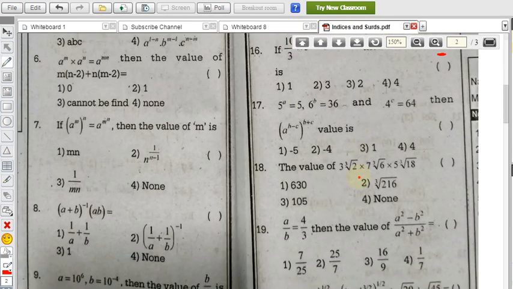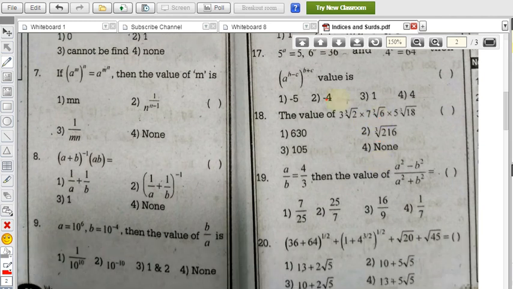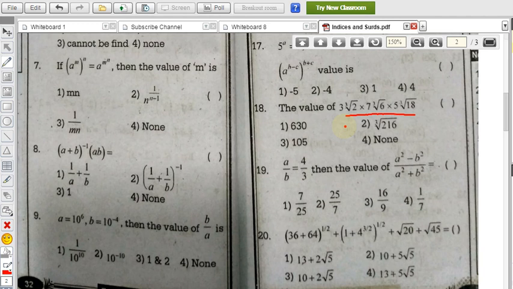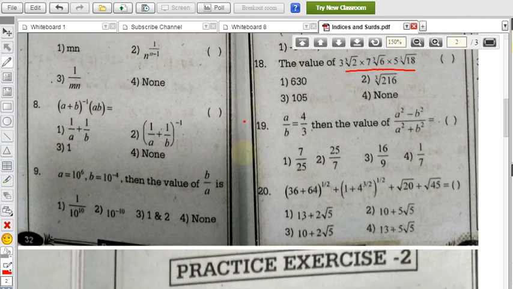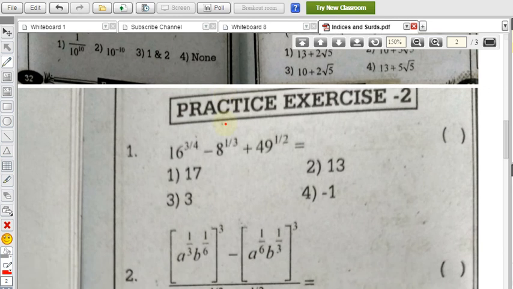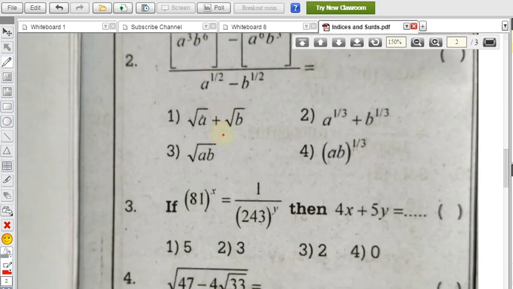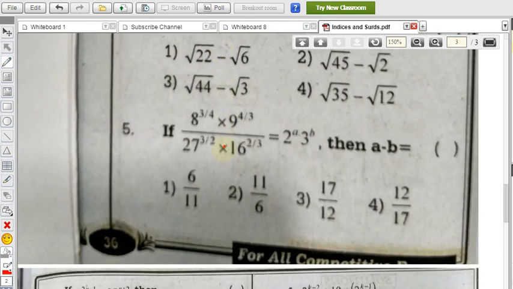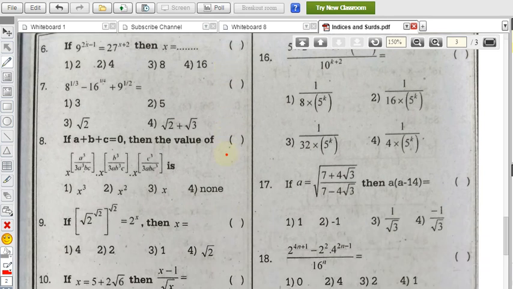Similarly, in 17, if you make the bases the same, we'll get the answer. 18 is a surds concept. You have to separate the bases, everything in terms of small terms. 19, 20, some more sums I'll explain later. Not only practice 1, practice 2 also, some questions are there in exercise 2, practice exercise 2 also.